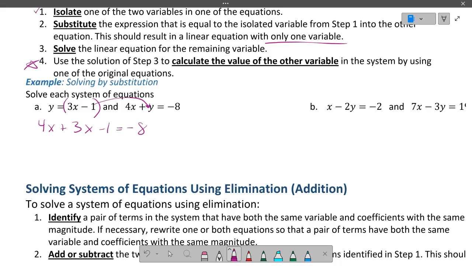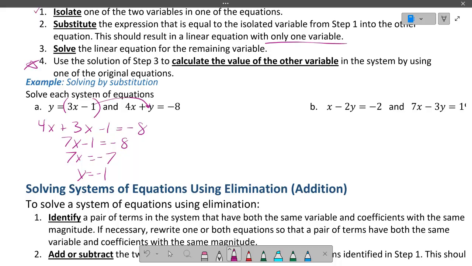8x. Okay, so y was replaced with a new expression, and then we solve. Combine like terms. What do I have now? 7x minus 1 equals negative 8. 7x equals negative 7. X equals negative 1. Okay, are we done? No. Now we need to find the y.